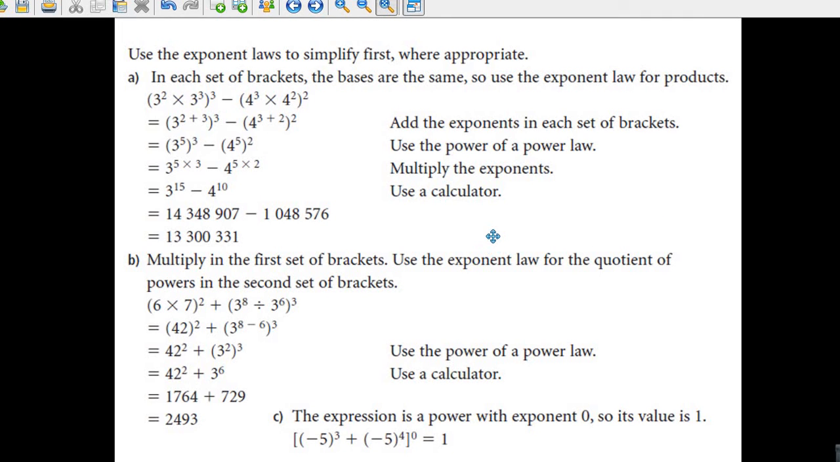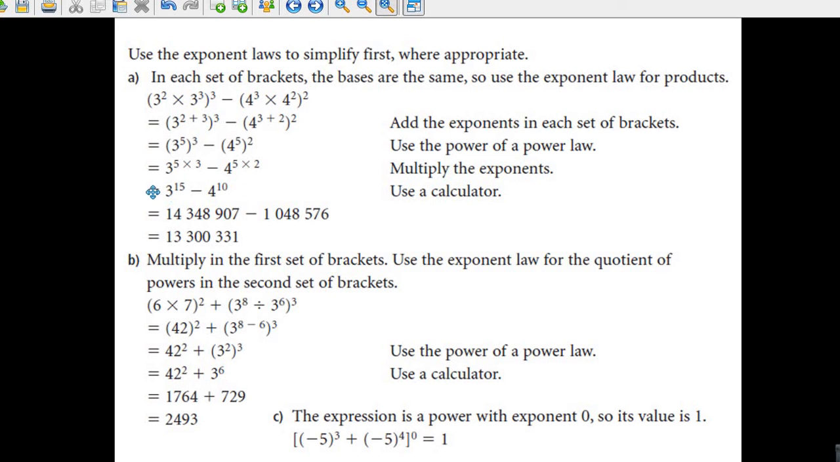Let's look at this next question here. It looks a bit scary, but here we go. So we're going to use the laws of exponents to work this out. Well, the smart thing is to add the 2 and 3 to make 5, and then 5 times 3 is 15. That's 3 to the 15. Then 3 plus 2 is 5, and 4 to the 5th squared, because I'm raising a power to a power, is 4 to the 10th.